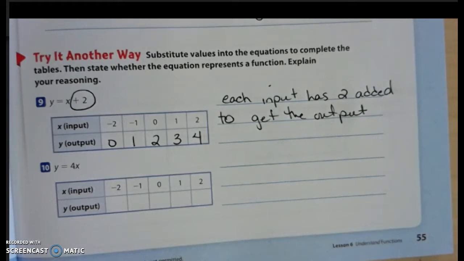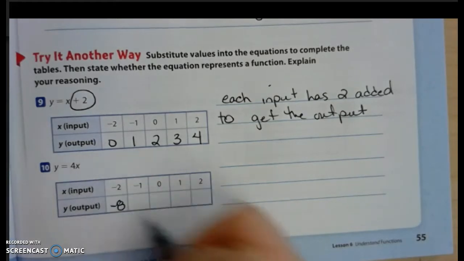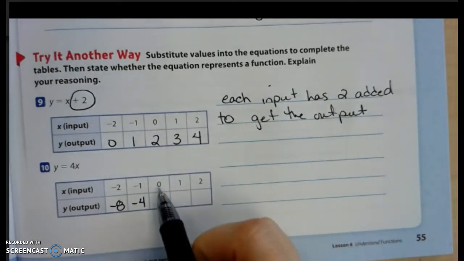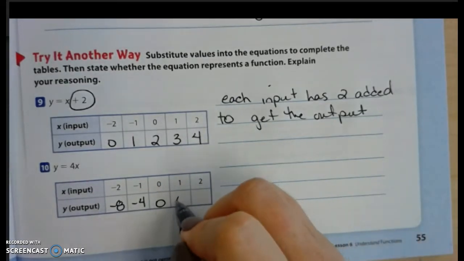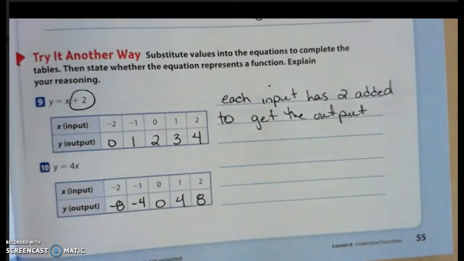On number 10, y, or the output, is equal to 4 times x, or 4 times the input. So we take our inputs and we plug them in. -2 times 4 is -8. -1 times 4 is -4. 0 times 4 is 0. And 1 times 4 is 4. 2 times 4 makes 8.